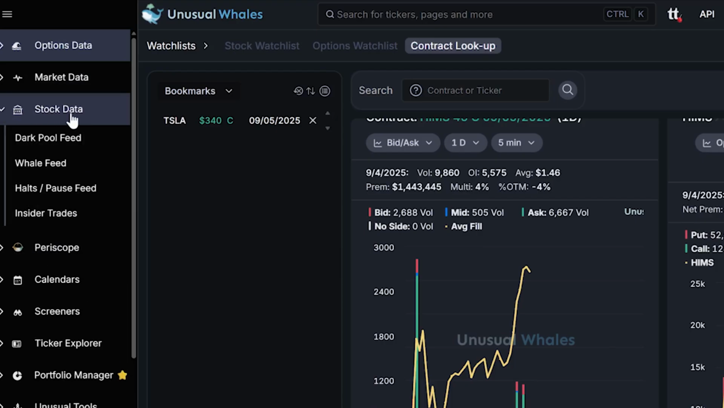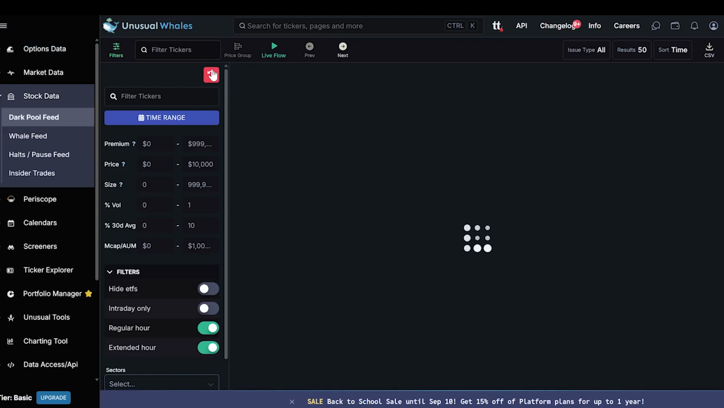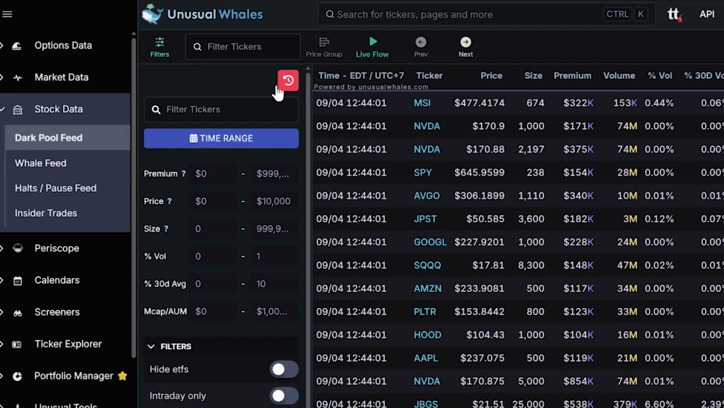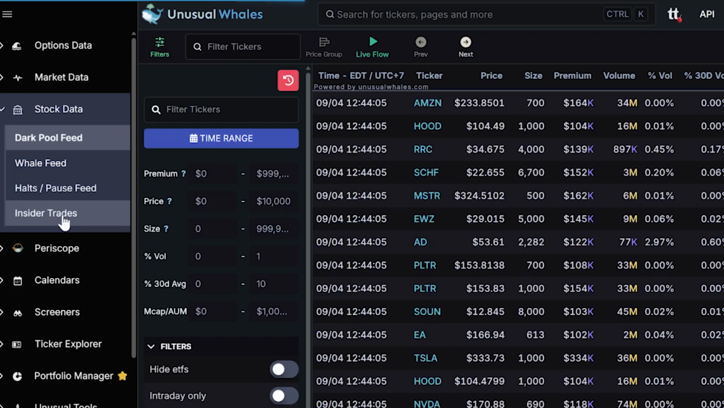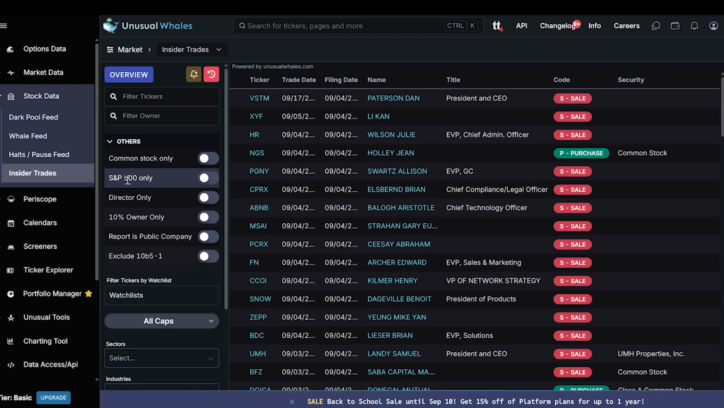It's also worth pointing out Unusual Whales does have a dark pool feed as well as a whale feed, so that just incorporates information from trades on major exchanges that are very large. There's also a cool insider trading feed. I really like this because it offers a couple neat filters. So looking, for example, at only stocks that are in the S&P 500 or only at insiders who own at least 10% of a company. It's a really nice way to filter your typical insider trading feed to trades that are a little bit more relevant than what you would typically find.